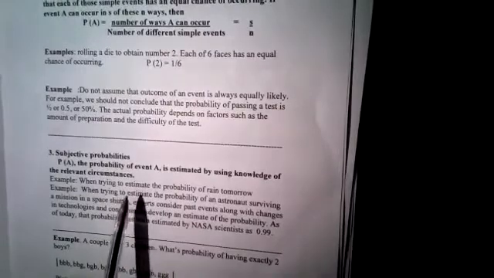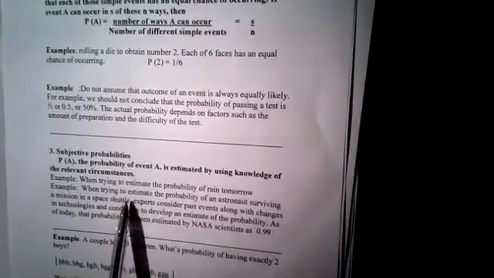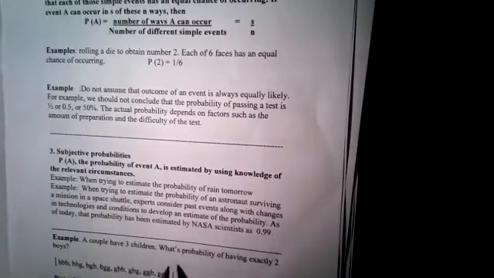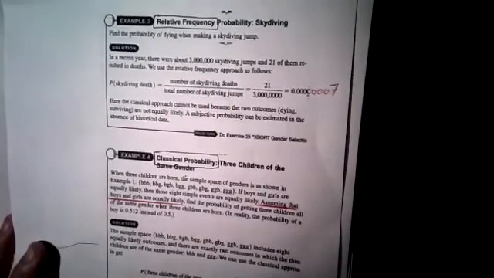And then we have subjective probability. This is when you're trying to estimate the probability of rain tomorrow. It just depends on what part of the country you live in. So then I put some examples here for you. If you understand these examples, that would probably tell you what type of probability you have. Do you have relative, classical, or subjective probability?